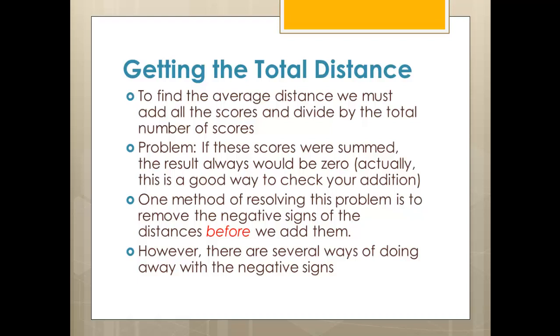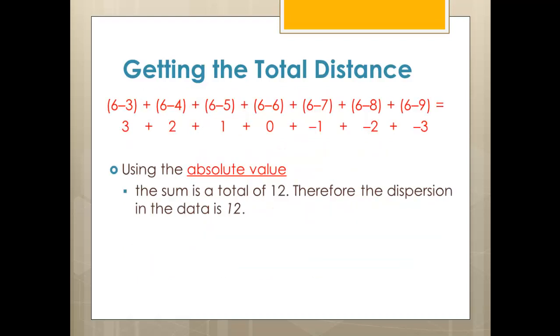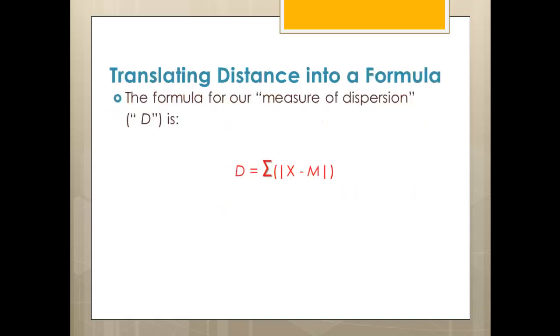There are ways to get rid of negative signs. One way is using the absolute value. Remember, from your algebra class, this is sometimes called putting railroad tracks around the number. So if you took the absolute value of every single number here and added them all up, you would get a sum of 12, and then you could average it if you preferred. But just using totals is kind of unfair, because if you have more data points, you're going to have greater distances, typically.